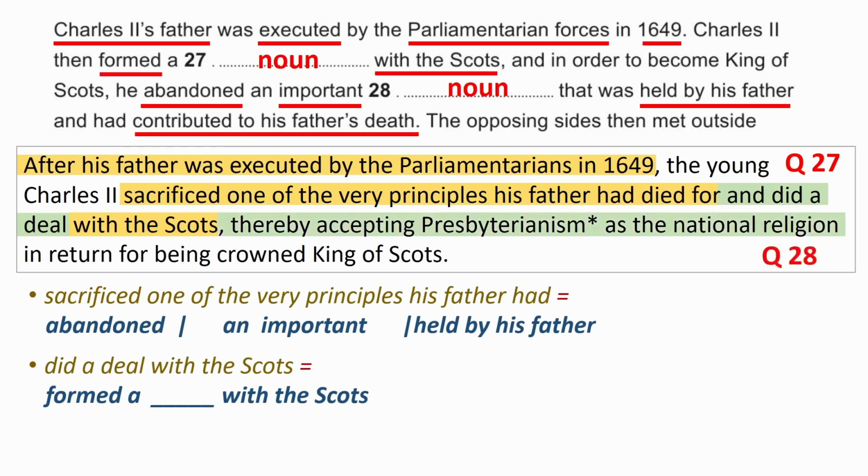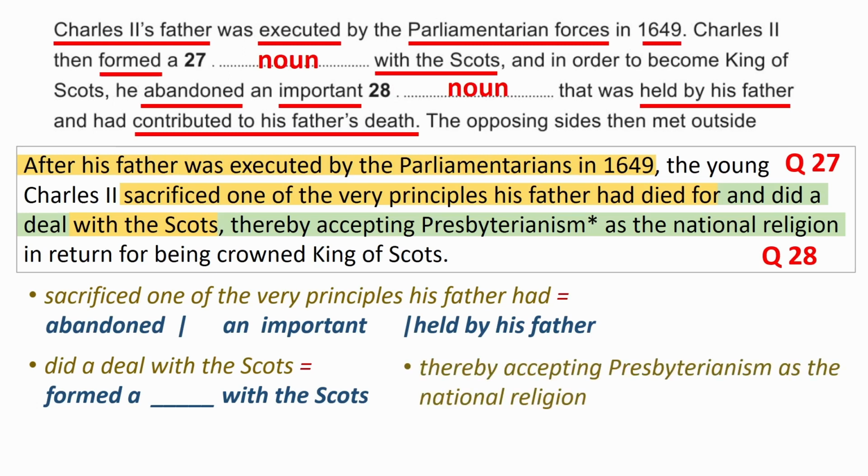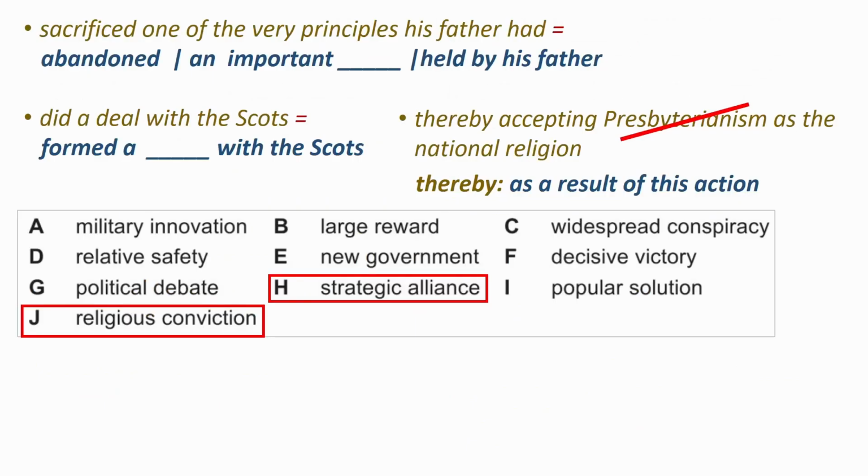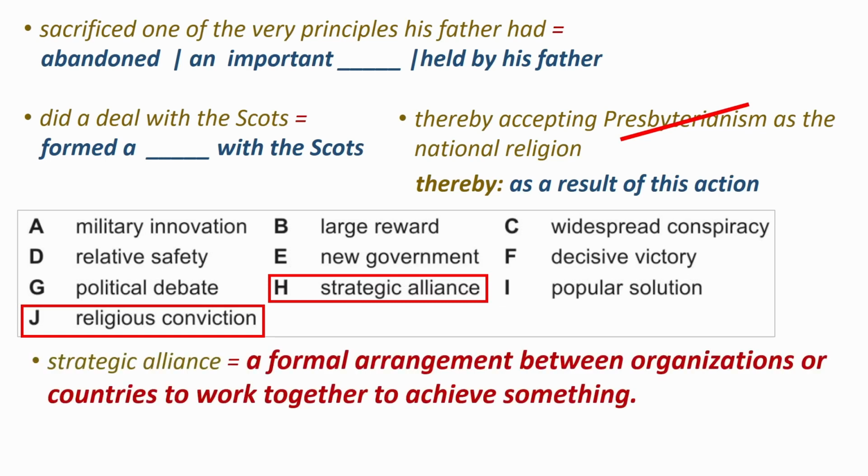And in the second one, we have "thereby accepting" and a proper noun. We don't need to read that or know the meaning, as the national religion. Thereby means as a result of this action. So now that we know what we're looking for, in the first one, deal, and in the second one, accepted some kind of religion, we can go to the box and start looking for the paraphrases. The first one, deal, the paraphrase for that is H, strategic alliance. A strategic alliance is a formal arrangement between organizations or countries to work together to achieve something.